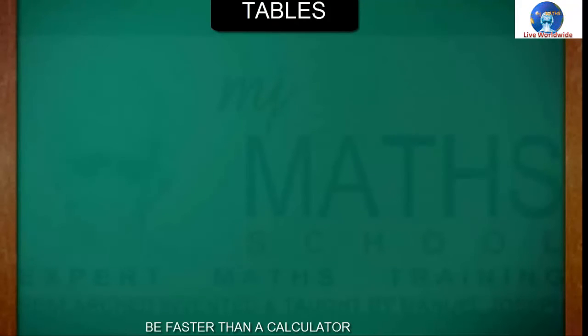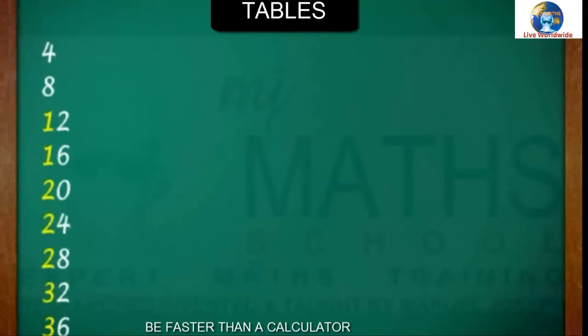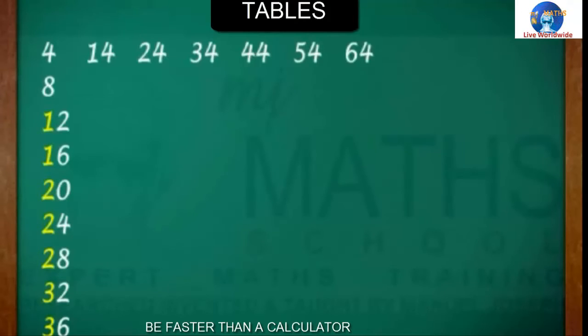The next number is the number 4, and 4 times table will help you do all the tables for all the numbers that can end with 4. 14, 24, 34, 44, 54, 64, 74, 84, 94. The method is the same. Let's take an example and do a table of any of these numbers.